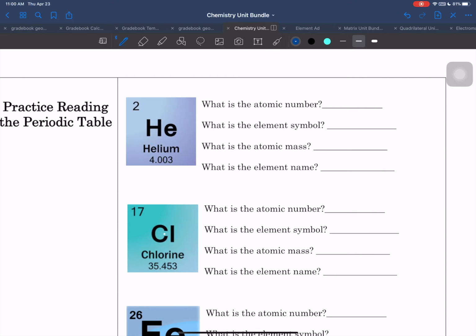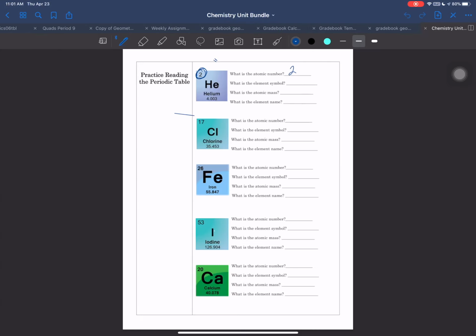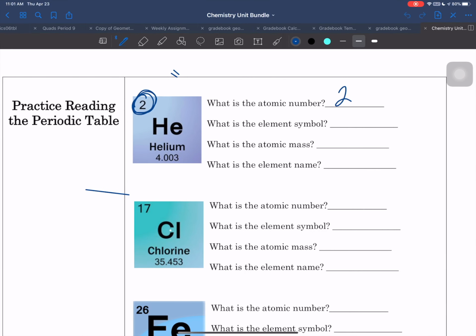So right up here, what is the atomic number? The atomic number is always this guy right here. So the atomic number is 2. And don't forget what that means. That means it has 2 protons and 2 electrons. And what is the element symbol? The element symbol is going to be He. That's the symbol. So it's not helium, because that's going to be the element name, which is going to be the last column. So the atomic mass is the decimal number.